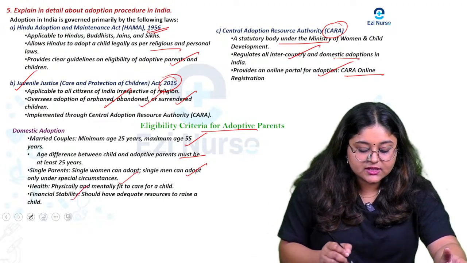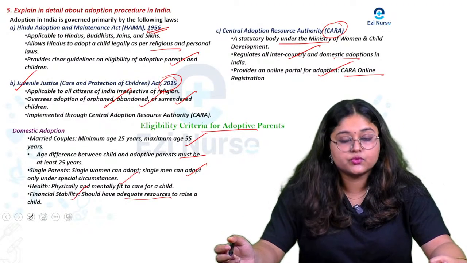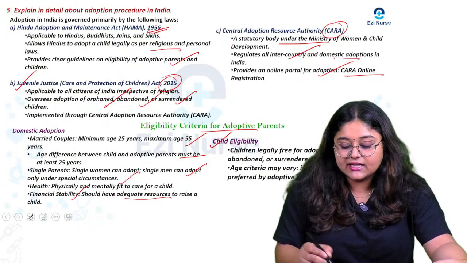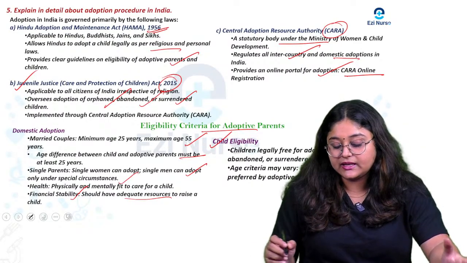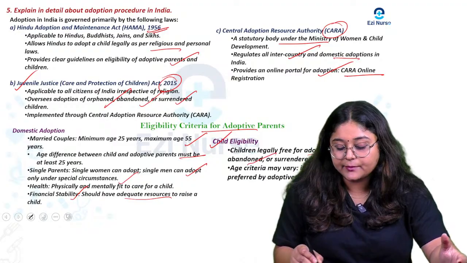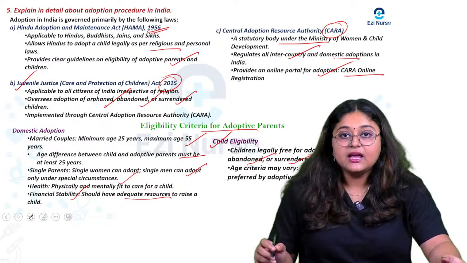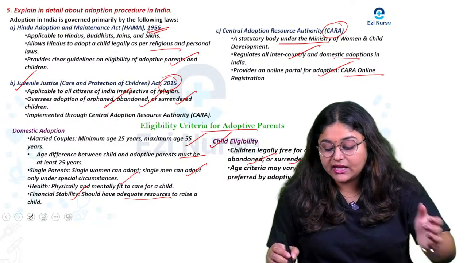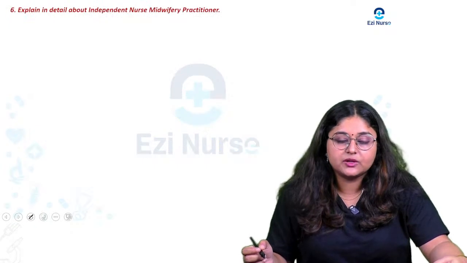Next is financial stability, they should have adequate resources to raise a child. Next is child eligibility, adoptability. So the children should be legally free for adoption, like orphan, abandoned, as well as surrendered. And then age criteria may vary. Infants are generally preferred by the adoptive parents.